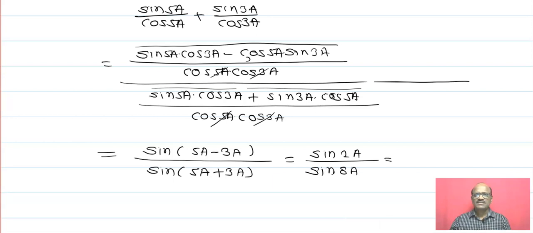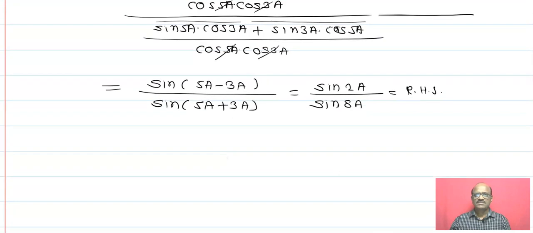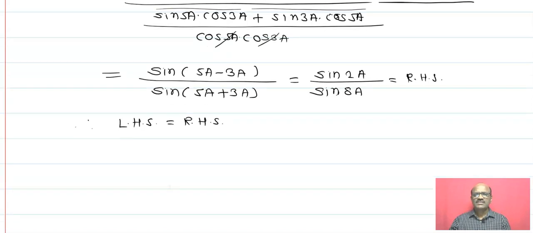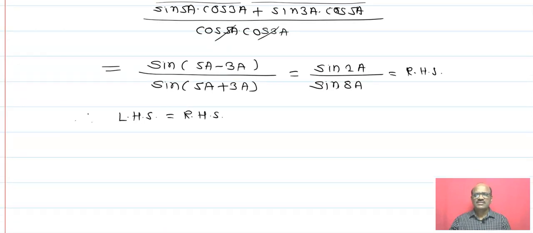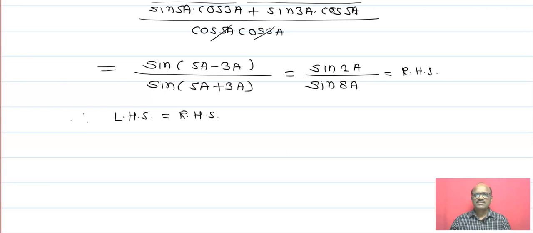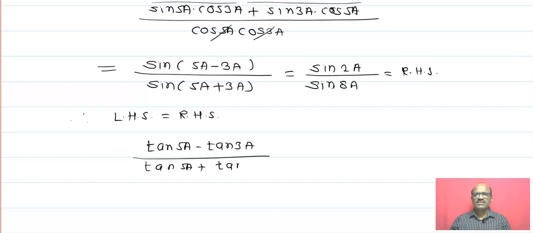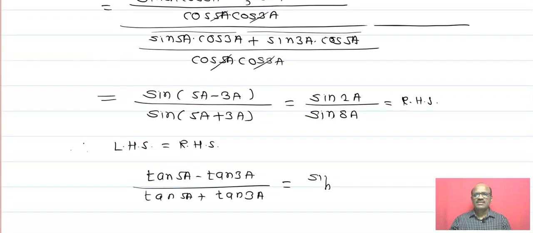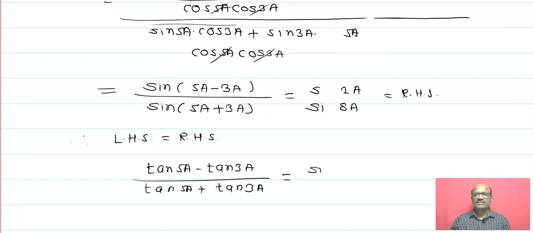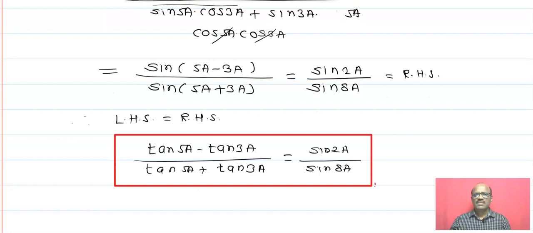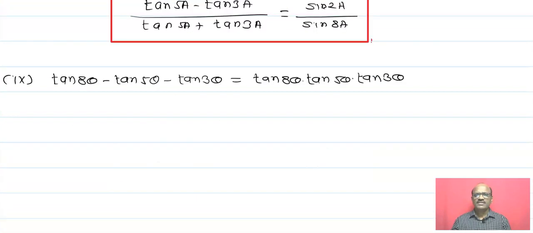And hence the result, which is our RHS. Therefore, LHS is equal to RHS. Therefore, tan of 5a minus tan of 3a upon tan of 5a plus tan of 3a is equal to sin of 2a upon sin of 8a.